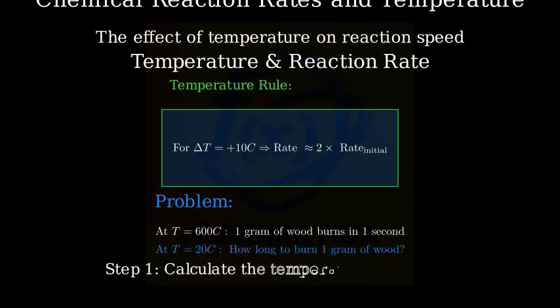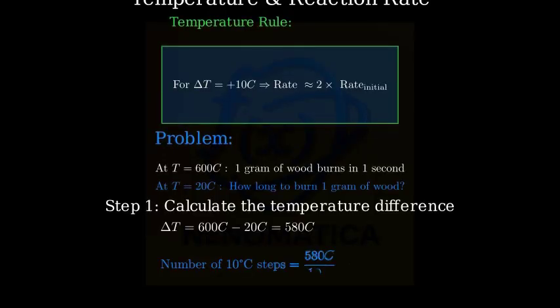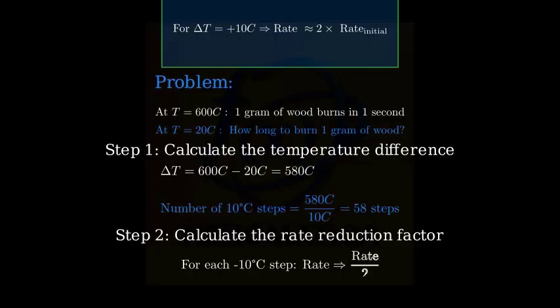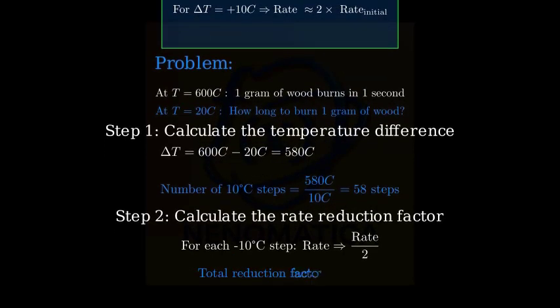To solve this problem, we need to determine how many 10-degree drops there are from 600 degrees Celsius to 20 degrees Celsius. That's a temperature difference of 580 degrees, which means 58 steps of 10 degrees each. For each 10-degree decrease, the reaction rate is halved. Since we have 58 steps, the rate will be halved 58 times. This means we need to calculate 2 raised to the power of 58.